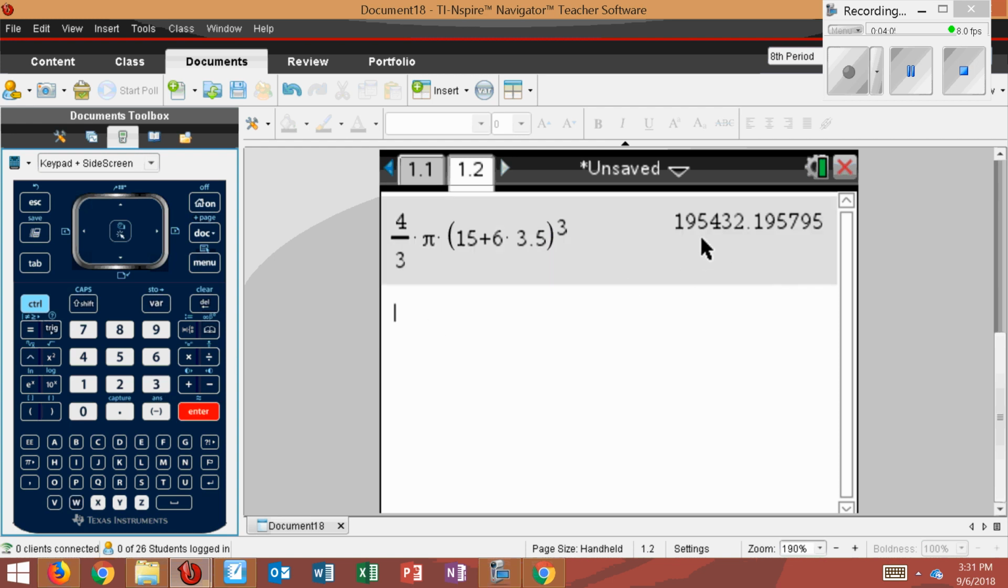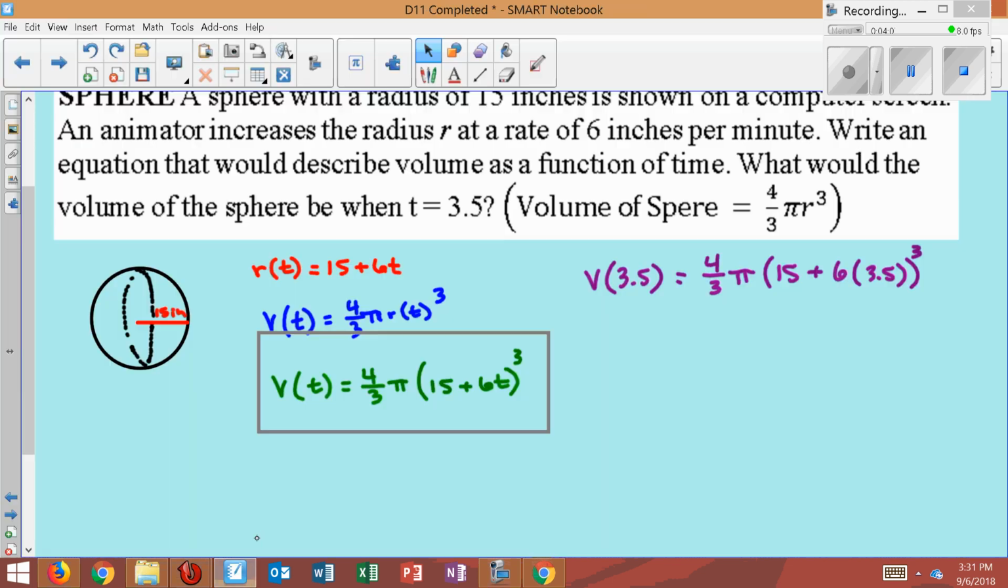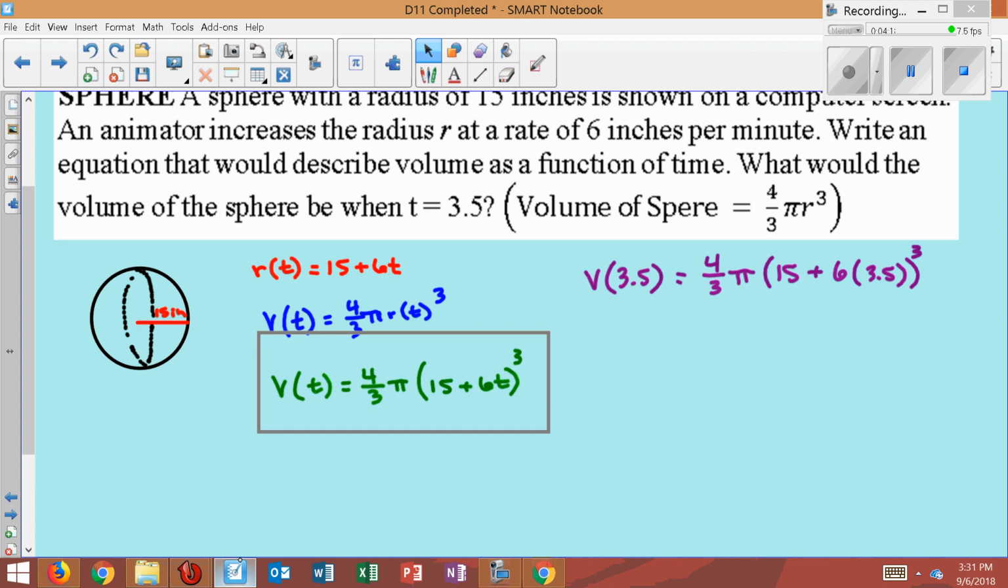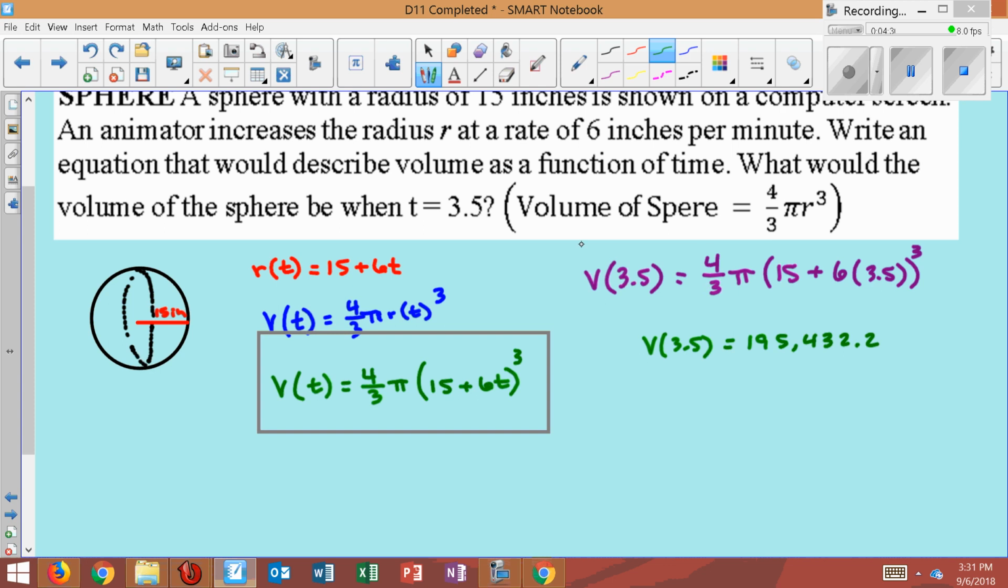I get this volume here, which, let's see if it says what to round to. It does not, so I'll round to the nearest tenth. Nearest tenth has 1 decimal place. V of 3.5 equals 195,432.2, I believe it was. Yep. And this is in inches cubed. This would be my second answer here.